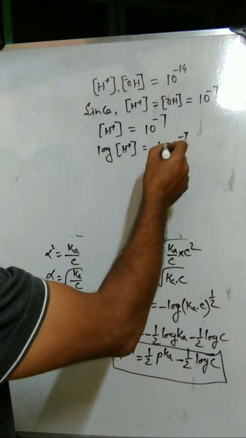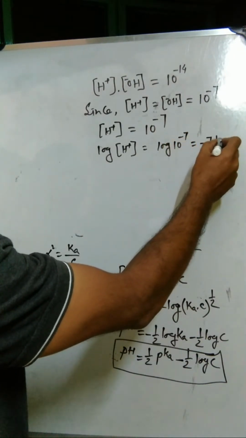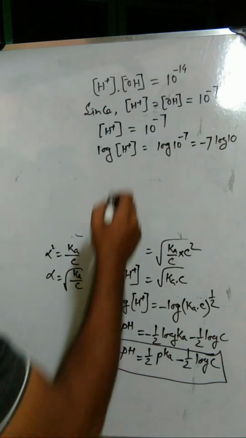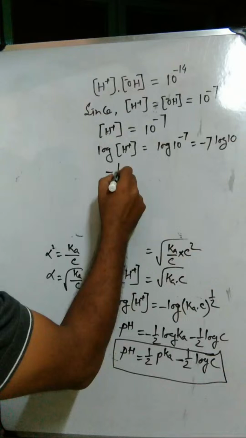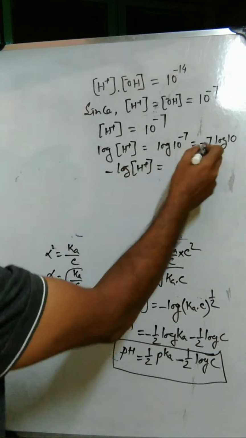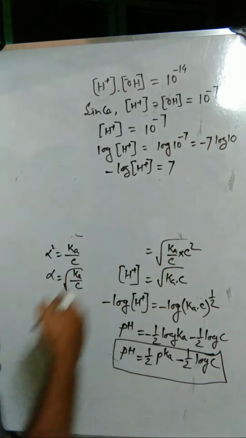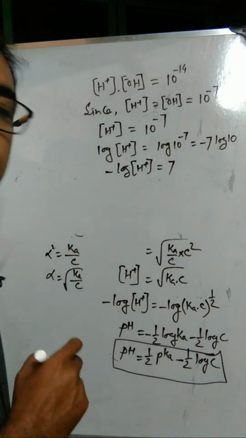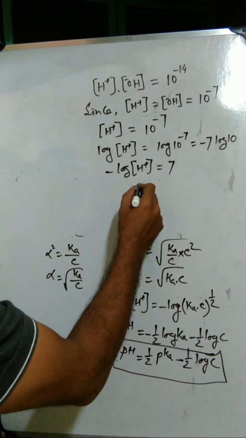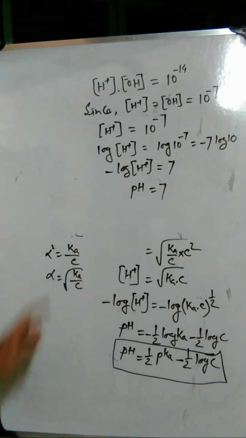Now log of 10 to the power minus 7 means minus 7 log 10. The value of log 10 is 1. Therefore, minus log concentration of H plus equals plus 7 log 10, and the value of log 10 is 1. Now this negative logarithm of concentration of H plus is called pH. Therefore, pH equals 7 for pure water.